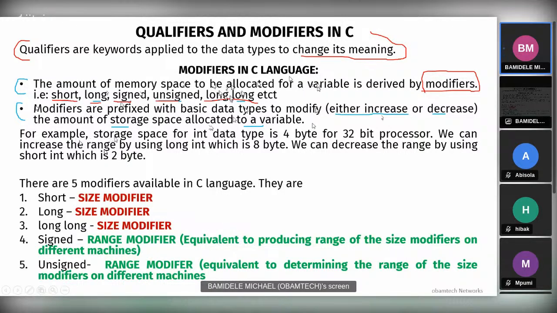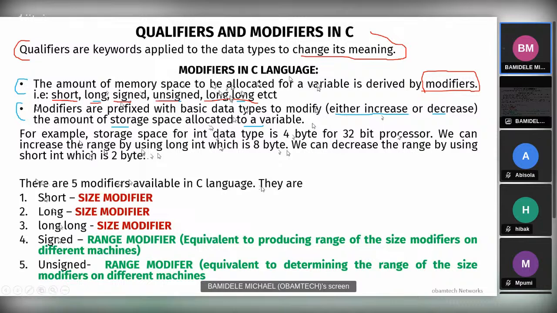For example, storage space for the int data type is 4 bytes for 32-bit processors. We can increase the range by using long int, which is 8 bytes. We can decrease the range by using short int. This is just an example to give you an overview of what we are talking about here. Now, to go deeper, there are 5 modifiers available in C language. And what are they? Short, long, long long, signed and unsigned. And each of these are what?